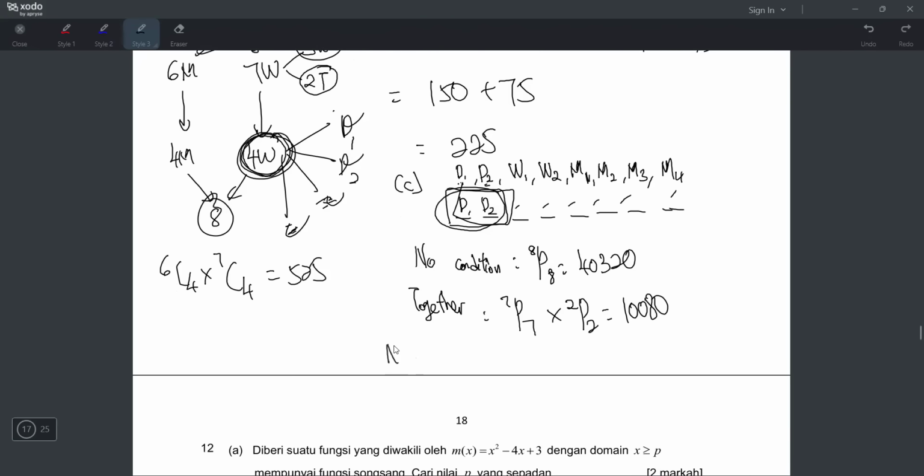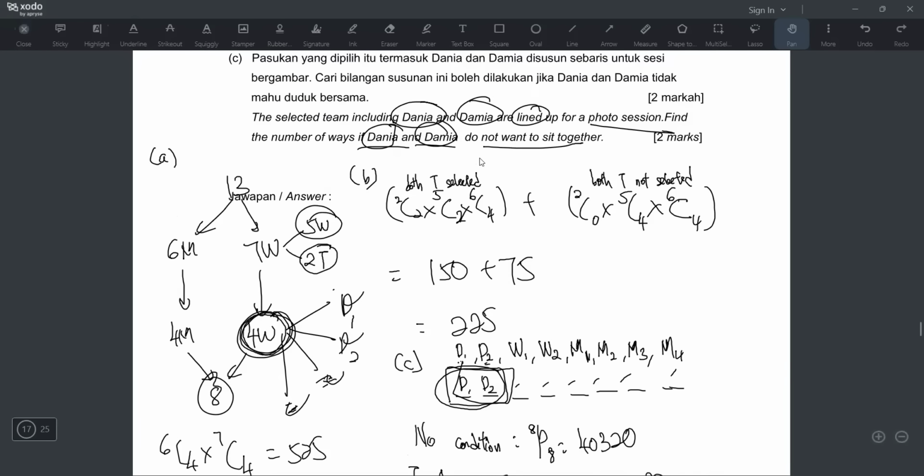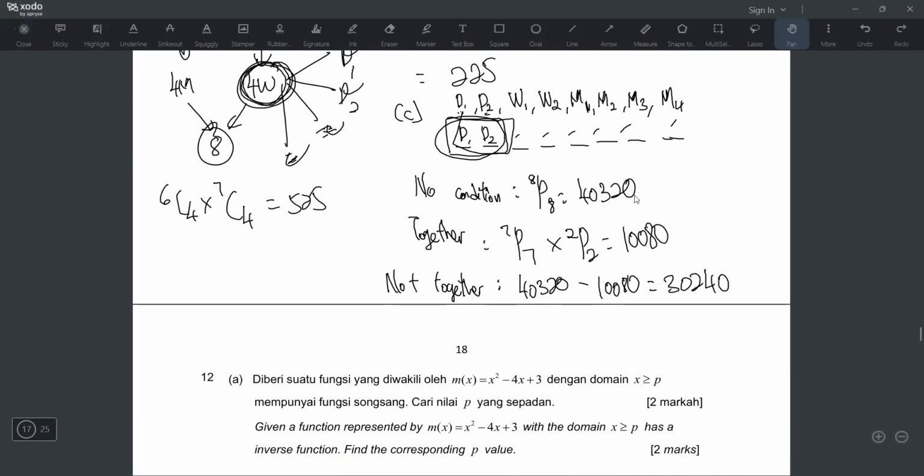So yang not together punya jawapan kita ambil yang no condition. No condition is total lah. Total jumlah tolak dengan yang together. So yang remaining, yang balance tu itu adalah jawapan 30240 and that's the answer lah. Itu jawapan untuk yang not together lah. Sebab total is 40320 and then you minus the number of ways for them to sit together. So you will get the answer like that. Okay, sudah siap. Let's continue.